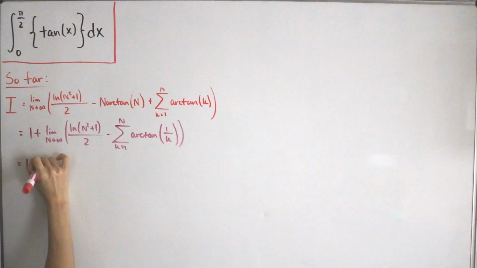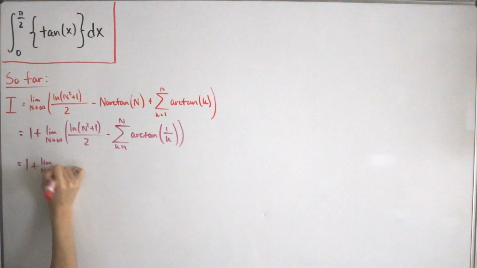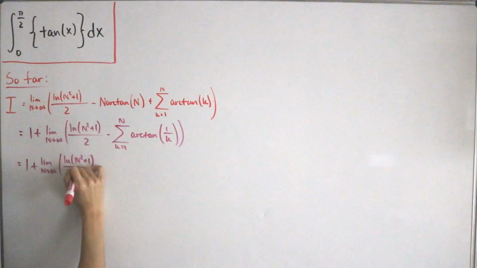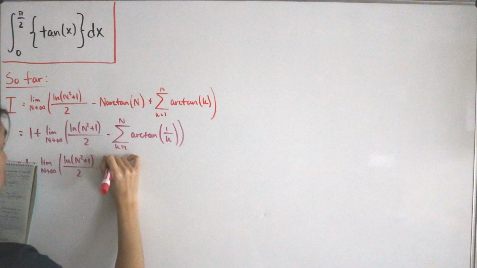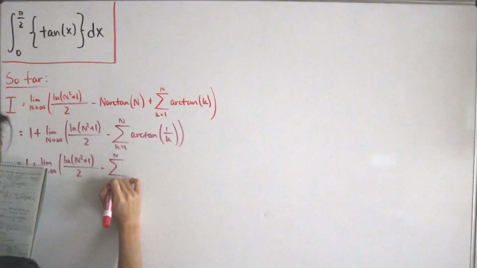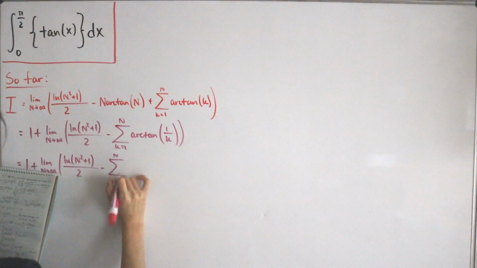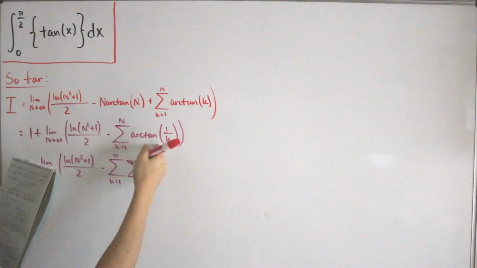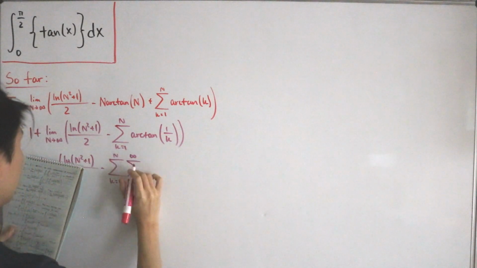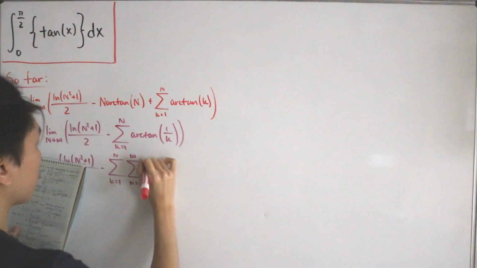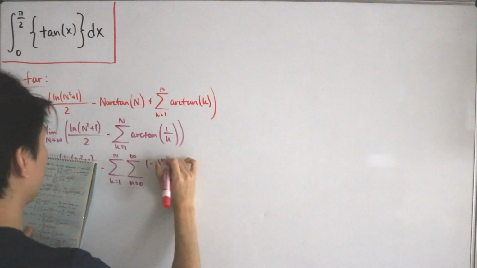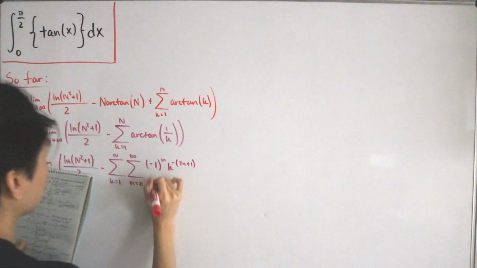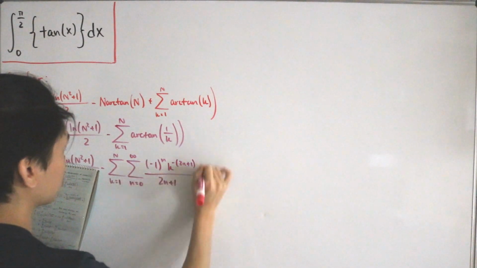So I have 1, then plus the limit as capital N approaches infinity of, same thing, ln of capital N squared plus 1, and then divided by 2. Now we're going to have this double sum over here. First I have the finite sum, so capital N, with k equal to 1. Then we're going to have the infinite sum, which is the series representation of that right here. So this is the sum from n equals 0 to infinity of the alternating term, negative 1 to the power n, and then k to the power negative 2n plus 1. That's the quantity inside there, and then divided by 2n plus 1.